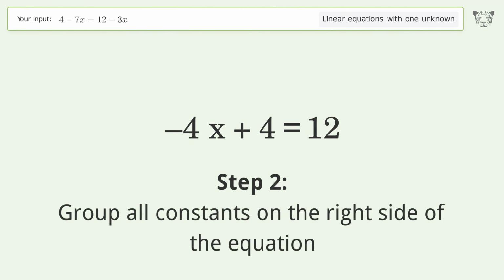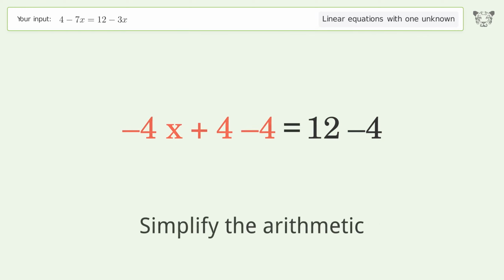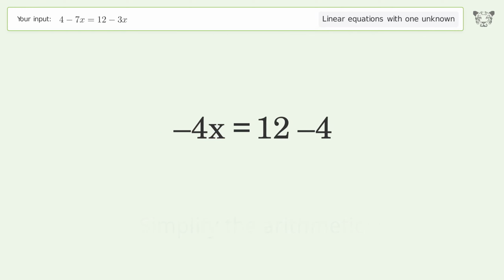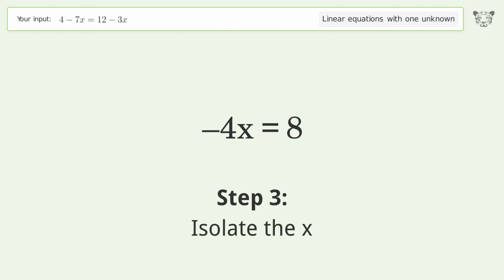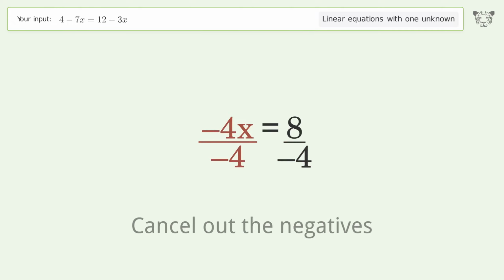Group all constants on the right side of the equation. Subtract 4 from both sides. Simplify the arithmetic. Isolate the x. Divide both sides by -4. Cancel out the negatives.